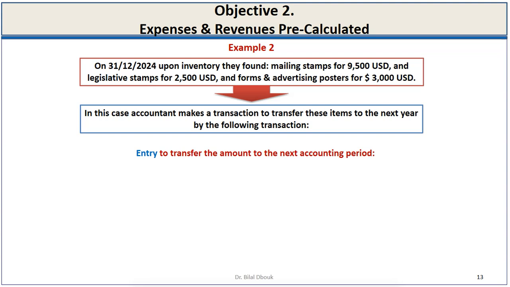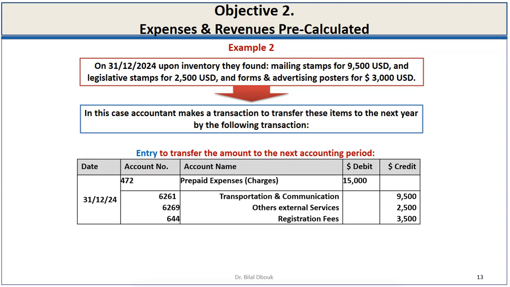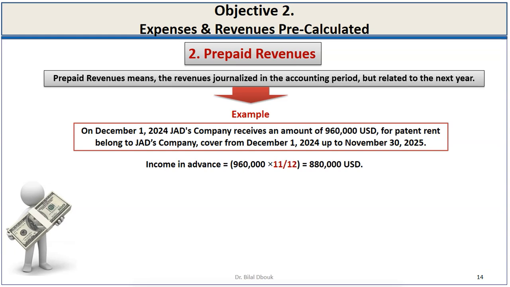Another example: at the end of year 2024, when we are doing an inventory, we found some stamps, like mailing stamps and legislative stamps, and advertising posters. In this case, we must do a transaction to move these items to the next year because in the next year we will use them. So we debit 472 prepaid expense and we credit expense accounts according to each type of the expense related to the stamps. So we credit 6261 for transportation and communication, 6269 for other external services, and 644 for registration fees.